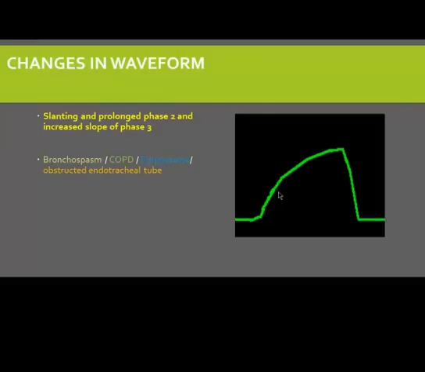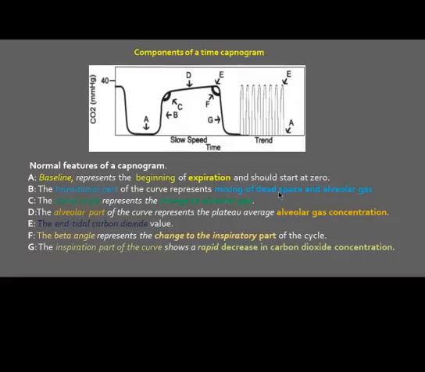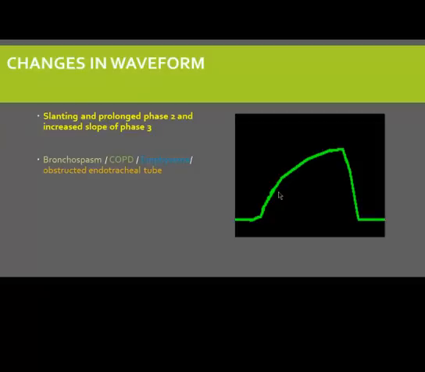With your changes in waveform, so this is what we were talking about, the shark fin. So if you go back to here just a minute, you'll notice that it should be a pretty vertical, rapid release of CO2, right? So it goes pretty quick. With your shark fin, this is going to be a direct indication of bronchoconstriction. So you've got these patients that retain gas, so they breathe in, and it's almost like that one-way trap with an animal.